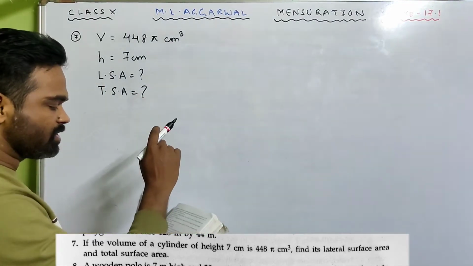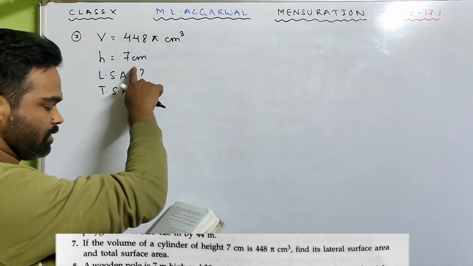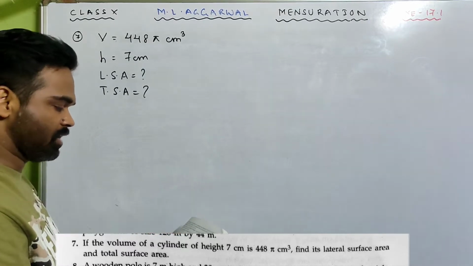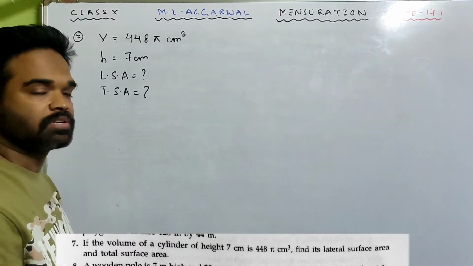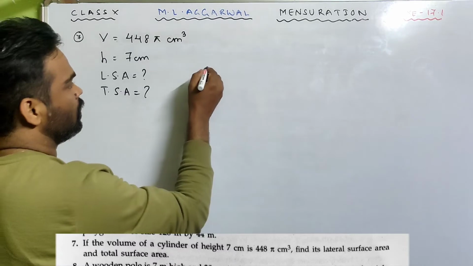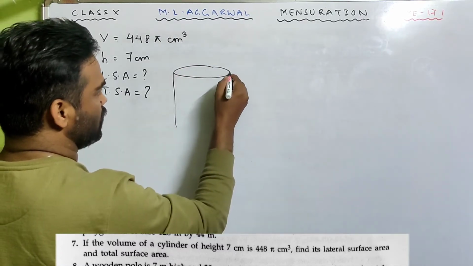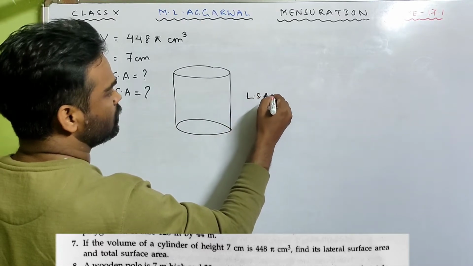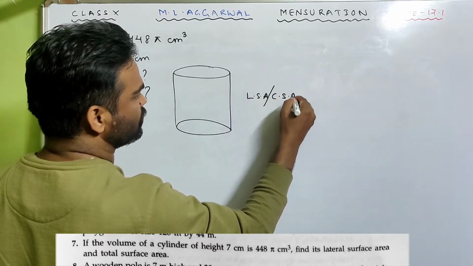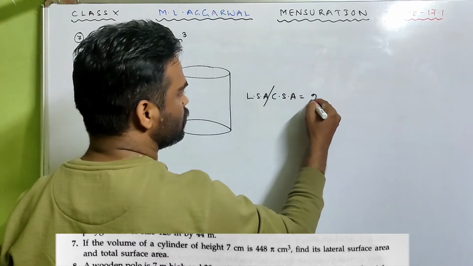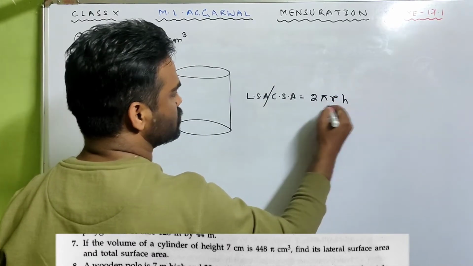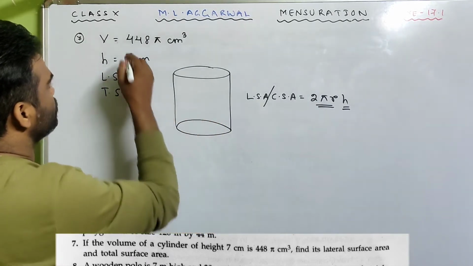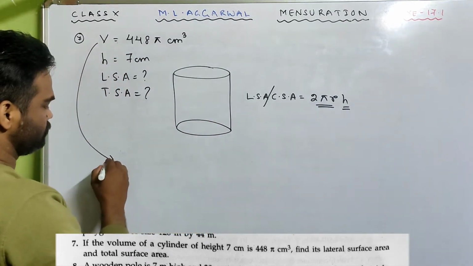Look, if the volume of a cylinder of height 7 cm is 448 pi centimeter cube, find its lateral surface area and the total surface area. Now, for a cylinder, the lateral surface area is the same as the curved surface area, and that is equal to 2 pi r h, circumference into height. Now, volume is given to us.